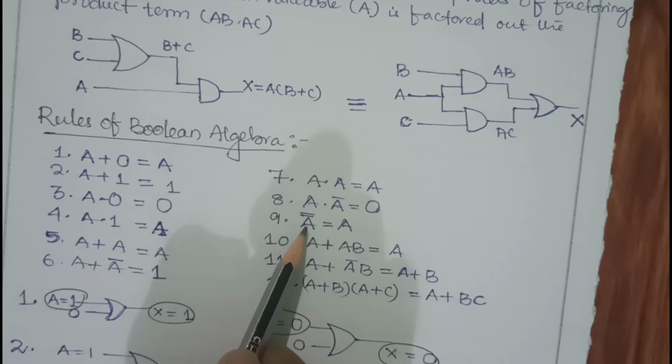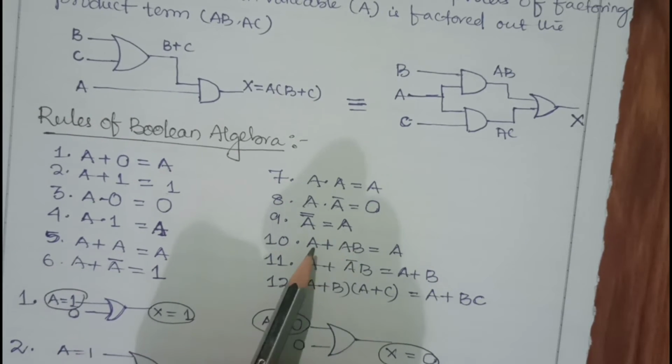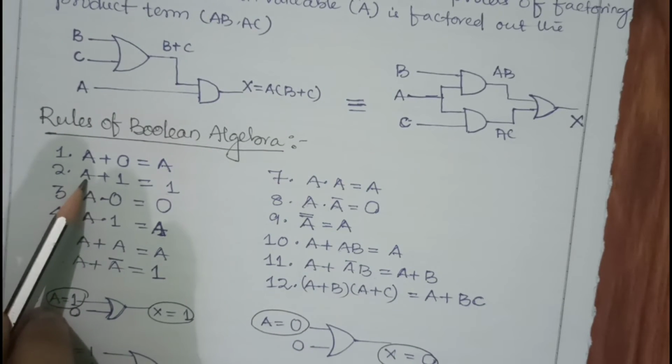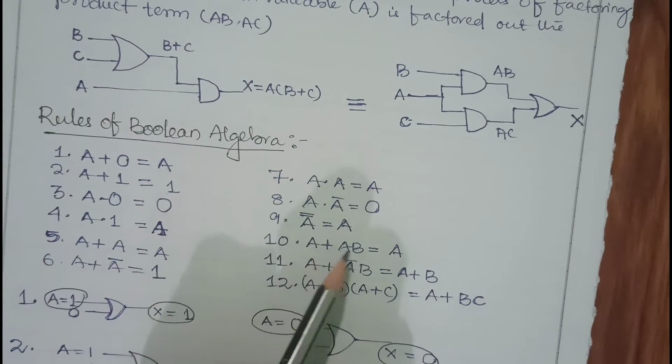Complement of a complement of a variable will give me only the variable. A plus BC is nothing but A, because from here I will take A as common, 1 plus B, and according to this formula 1 plus B is nothing but 1, so I will get A into 1.